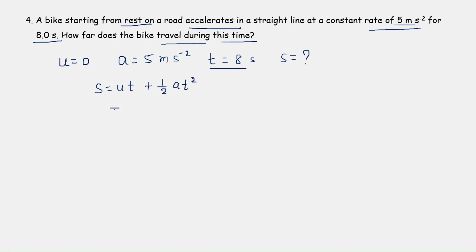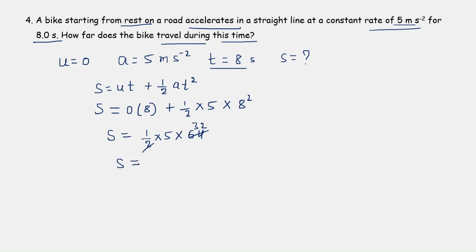So we have to choose the equations carefully. Here initial velocity is 0, so this one will become 0 into 8 seconds plus half into acceleration. They have given 5, and time is 8 square. So if you solve it, the displacement will be half into 5 into 64. So 2 ones are 2, 32s are. So 32 into 5, you are going to have 160 meters. So this is the distance covered by a bike starting from rest if it gets accelerated at a constant rate of 5 meter per second square in 8 seconds. So hope you understood.